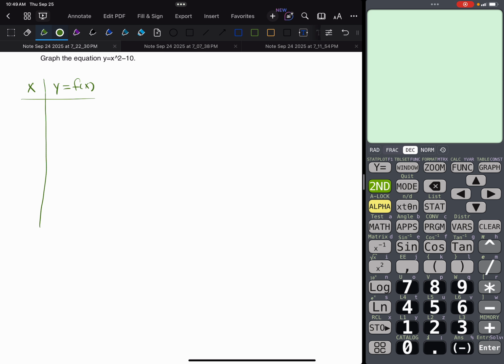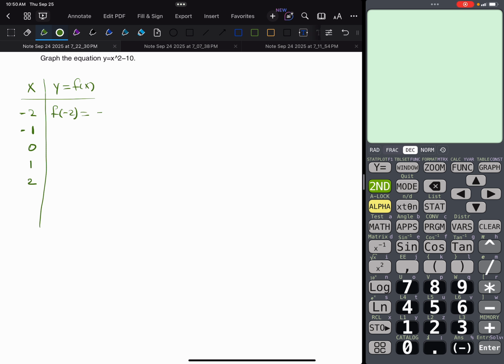Because I know that this thing's a bowl, and I know that it's symmetric about 0, whenever I choose a point to the left of the y-axis, I'm going to choose that same point to the right of the y-axis, and you'll see why in just a minute. I'm going to graph this with 5 points: -2, -1, 0, 1, and 2. We may tack a couple more on at the end. First, that's going to be f of -2.